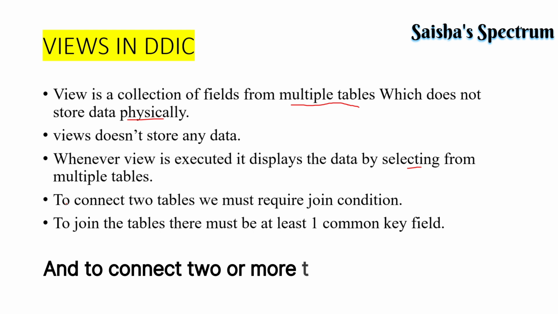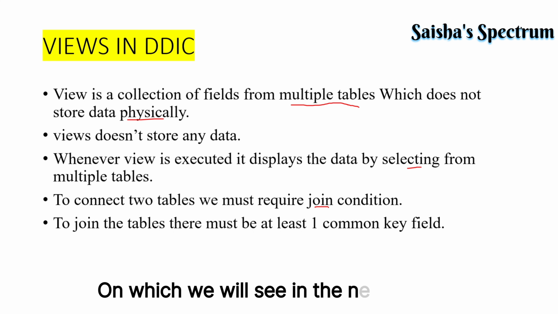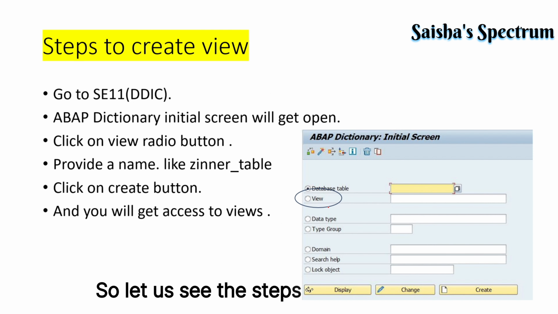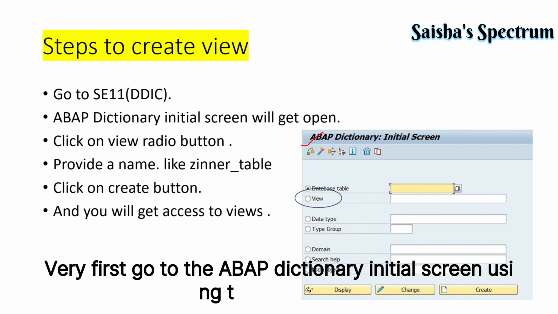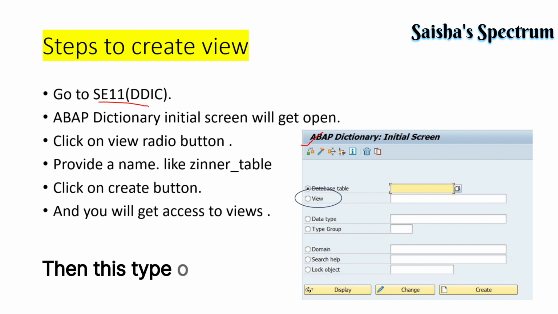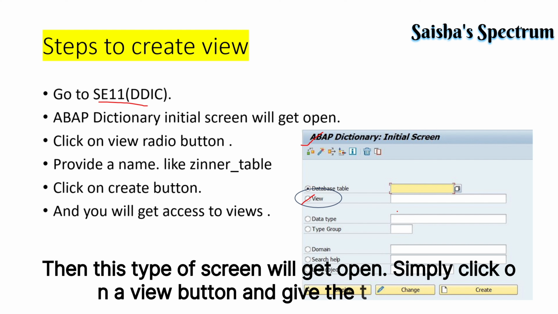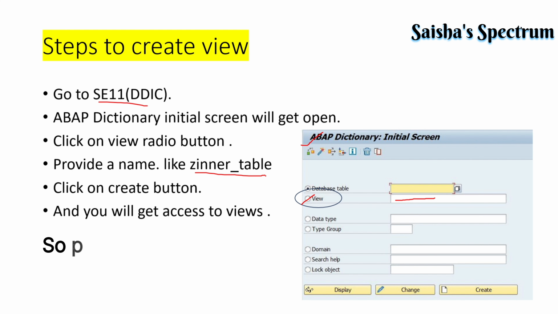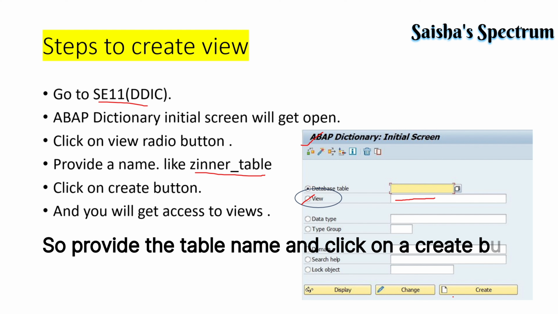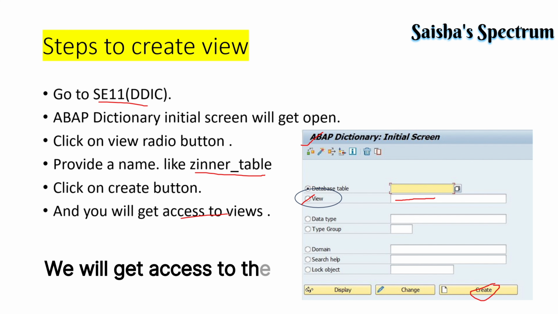To connect two or more tables, we require a join condition, which we will see in the next lecture. So let us see the steps to create a view. Very first, go to the ABAP dictionary initial screen using T code SE11. Then this type of screen will open. Simply click on the view button and give the table name, like I have provided one example, Z inner table. So provide the table name and click on the create button. After clicking on the create button, our view will get created. We will get access to the views.